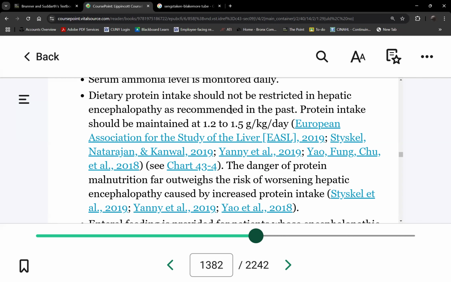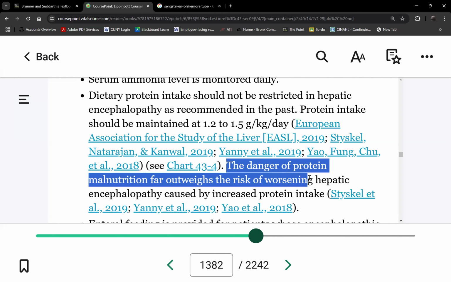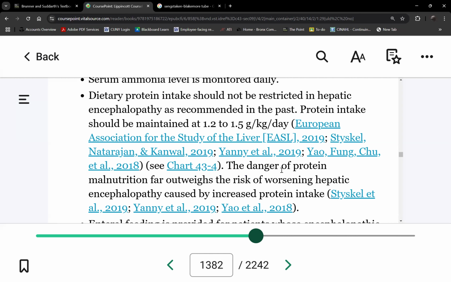They follow properly, as recommended in the past. Protein intake should be maintained at 1.2 to 1.5 grams per kilogram per day. Okay. Go to the next one. The danger of protein malnutrition for health rates, the risk of worsening of the encephalopathy caused by increased intake.